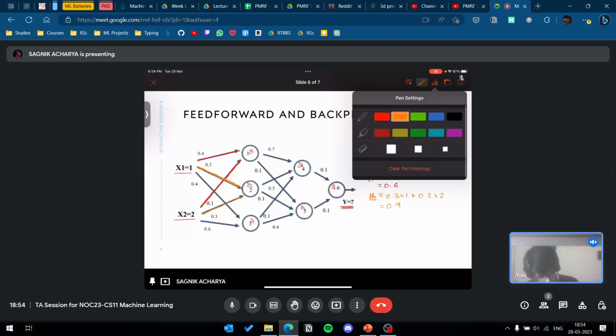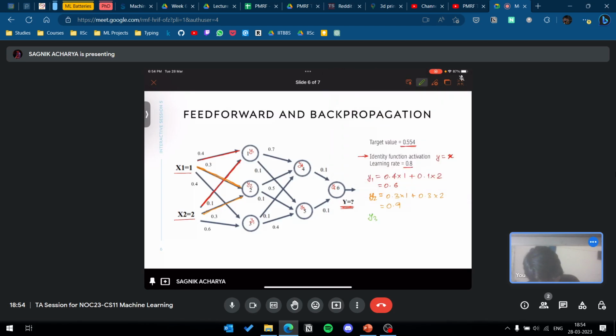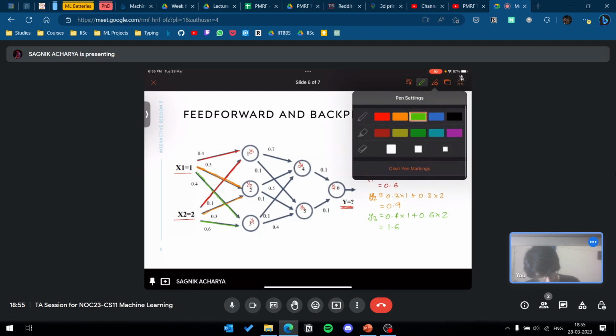So y3 now. y3 is equal to this branch plus this branch, right? So y3 is now 0.4 times 1 plus 0.6 times 2. So this will be equal to 0.4 plus 1.2, which is 1.6, right? y3 is 1.6. Let's move on.